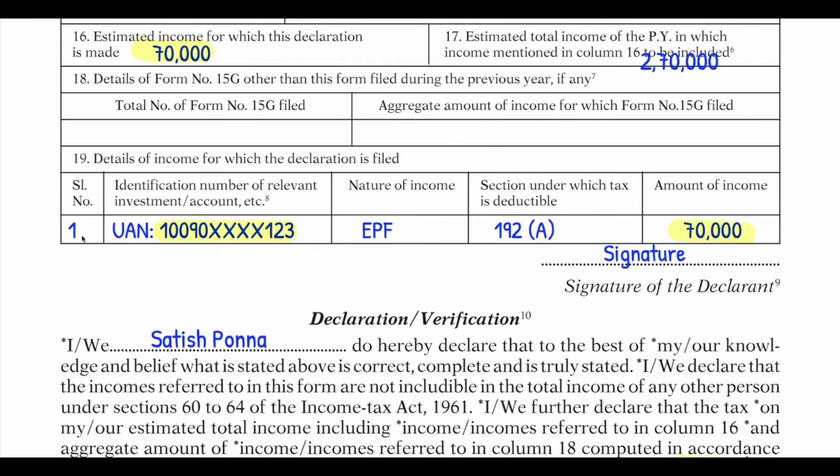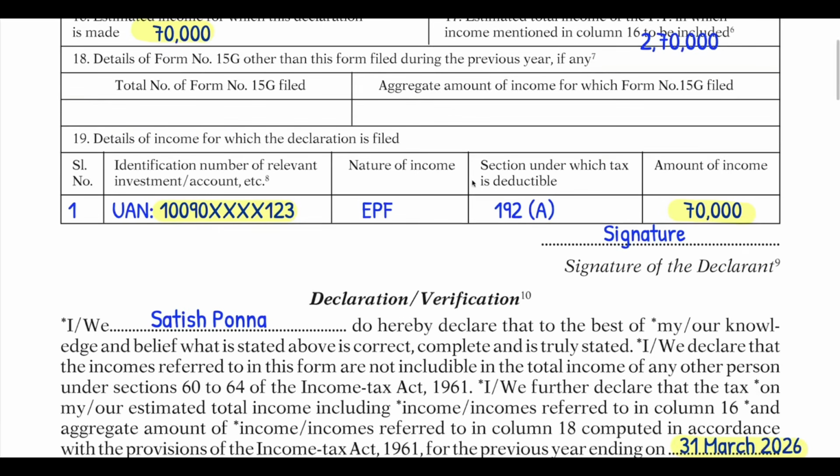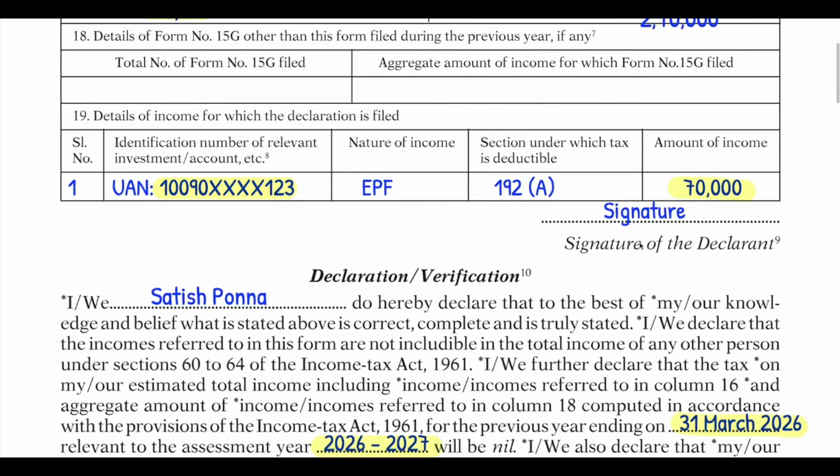In field number 19, you have to mention your EPF account details. Under serial number 1, write 1. Under identification number, write your UAN number. Under nature of income, write EPF. Under section, write 192A. Under amount of income, write the same amount that you have mentioned in field number 16. It is the EPF amount that you are withdrawing. Under signature of the declarant, put your signature.